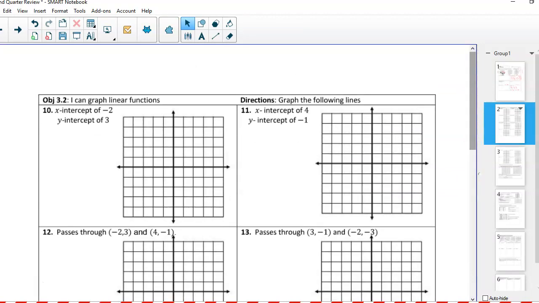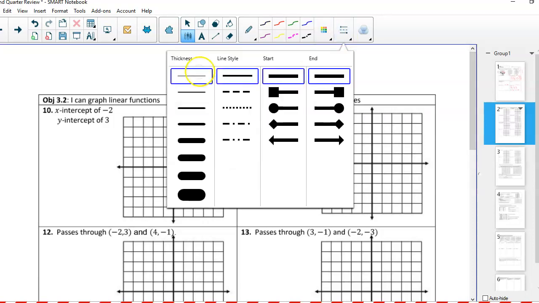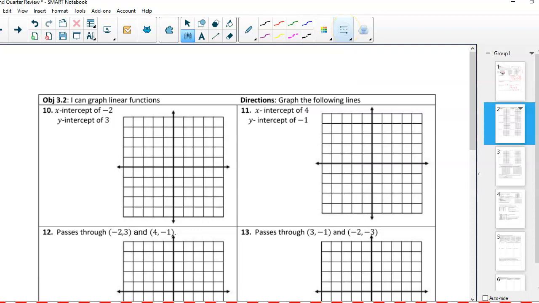We're going to do one of each type of problem. For anything that says x-intercept, y-intercept, or gives you 2 points, I don't expect you to do anything else except plot those 2 points and draw the line. So for 11, your x-intercept is going to be on your x-axis, where x is 4 and y is -1. And then you're going to make a line through those 2 points.